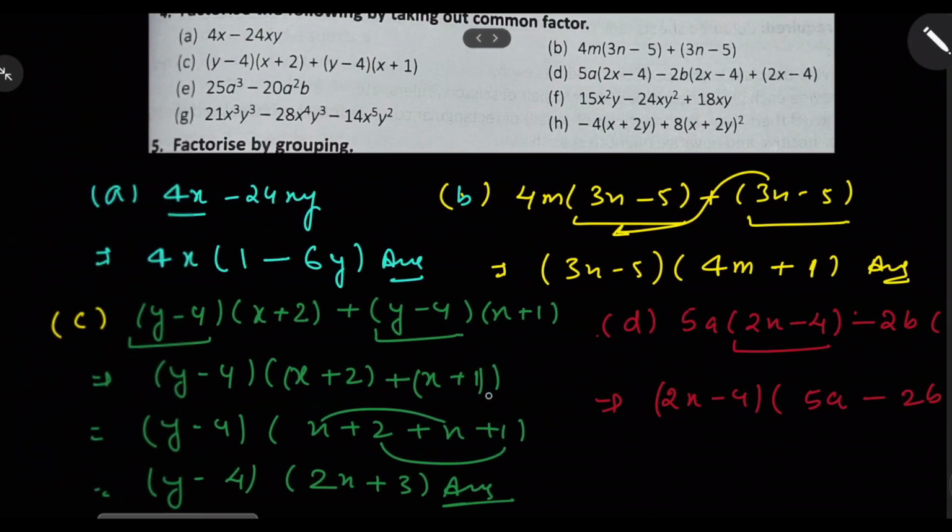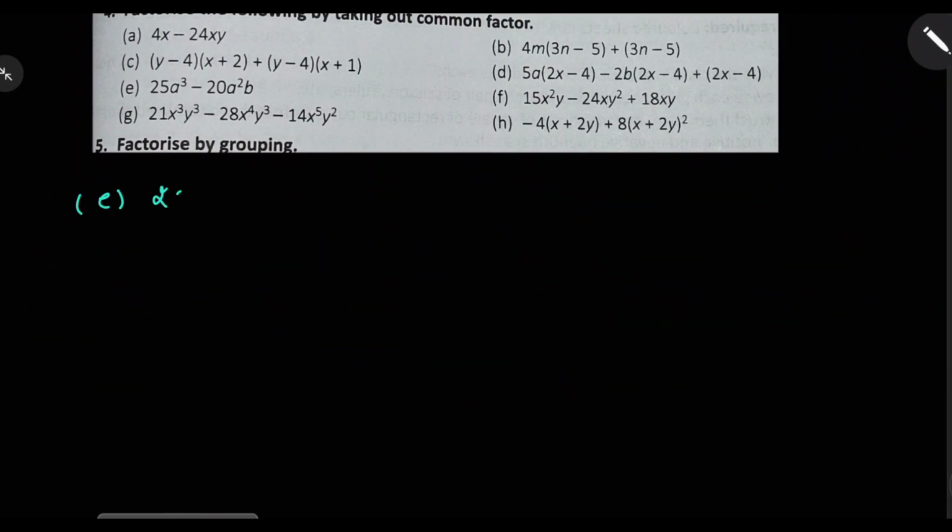So now let's move to question number E. Question number E is 25a cube minus 20a square b. As you can see here, in 25 and 20, the common factor is 5. And in a cube and a square, the common factor is a square. And here there is no b in the first term, so we will not take b as common. So 5a square is common. We are left with 5 fives are 25, so a, minus 5 fours are 20, and here should be b. And this is our answer.